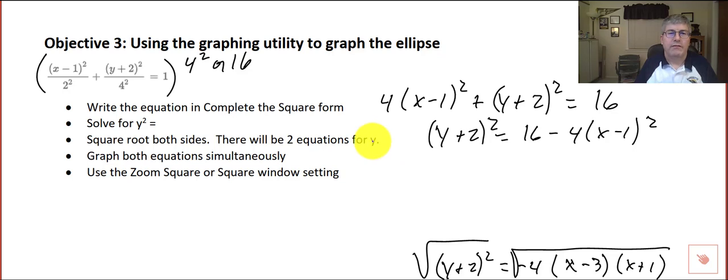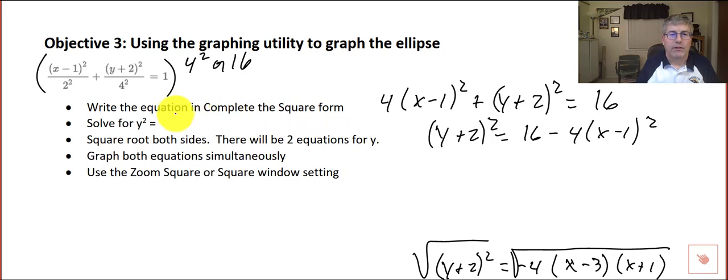Our third objective is to use the graphing utility to graph an ellipse. So let's take a look at our ellipse (x minus 1) quantity squared over 2 squared plus (y plus 2) squared over 4 squared equals 1. We want to write the equation in complete the square form. So we're going to go backwards here.